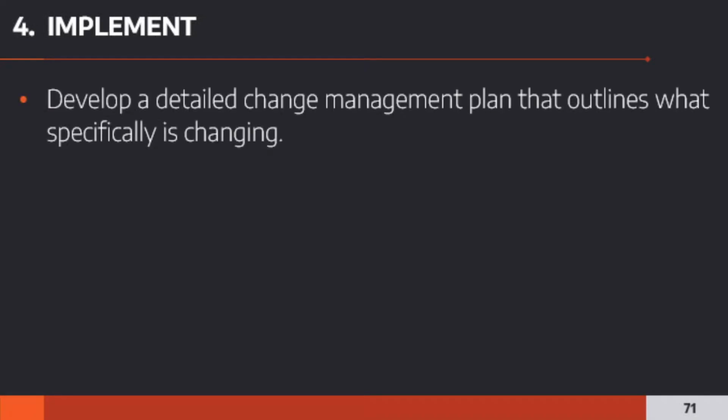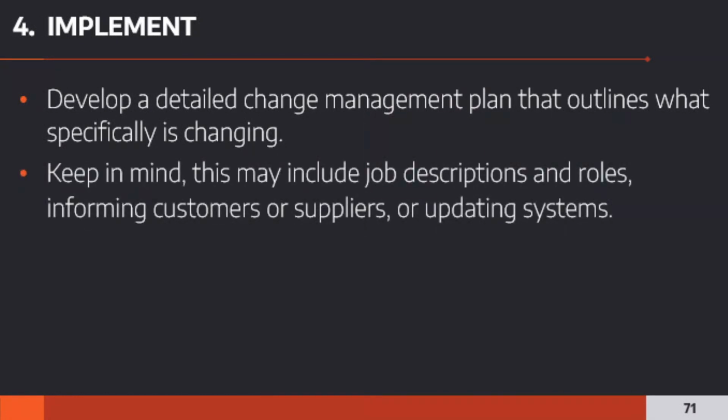Develop a detailed change management plan that outlines what specifically is changing. So you need to identify what processes will be changed, what will be retained, what will be enhanced. Keep in mind, this may include job descriptions and roles of people within the organization, informing customers, suppliers, or updating systems. All of this happens within that management plan that you should have come up with.